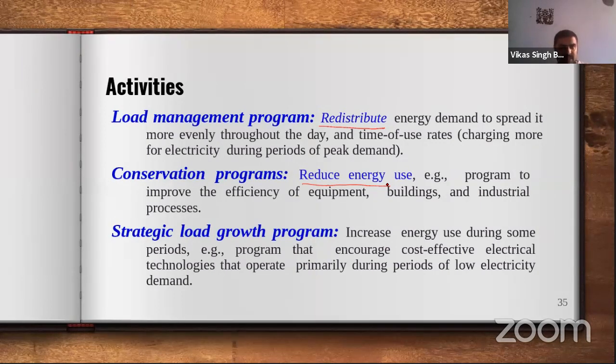And then next is the strategic load growth program. In this, increased energy use can be done sometimes, whenever it can be decided, as I mentioned previously, that this growth can be decided by some scientific control. So the strategic load growth program can also be used for demand side management purposes.